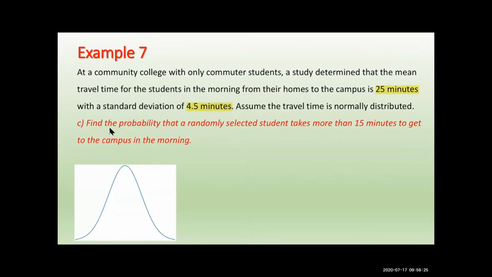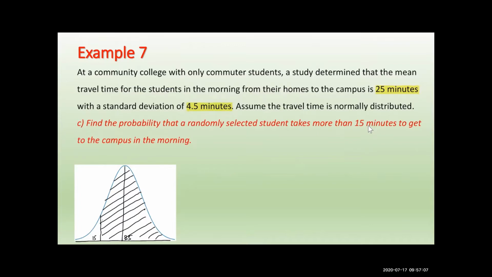So here is C, the third one. We have to find the probability that a randomly selected student takes more than 15 minutes to get to the campus in the morning. Your mean, which is 25 minutes, is here in the middle. 15 should be less than 25, so that should be 15. The probability that it takes more than 15 minutes will be equal to this area.